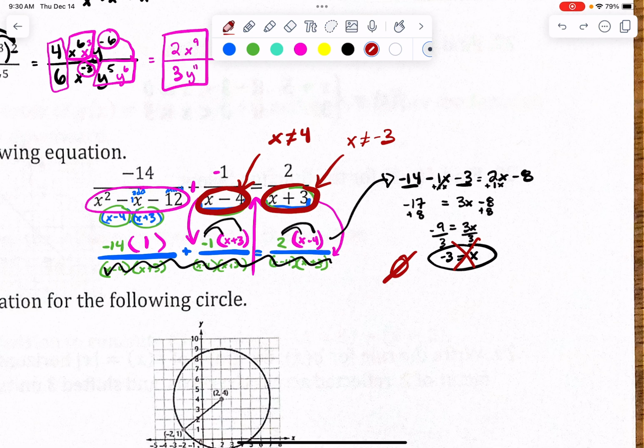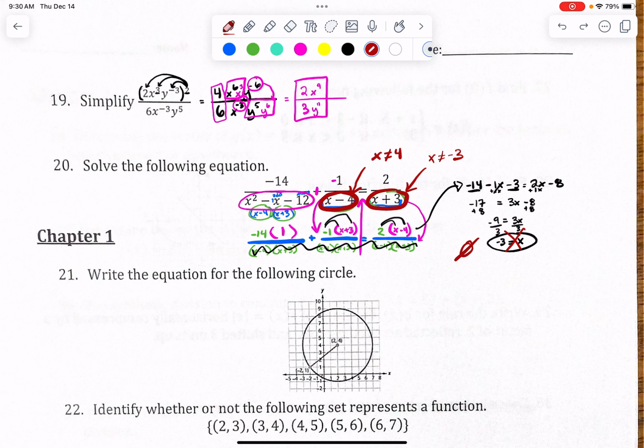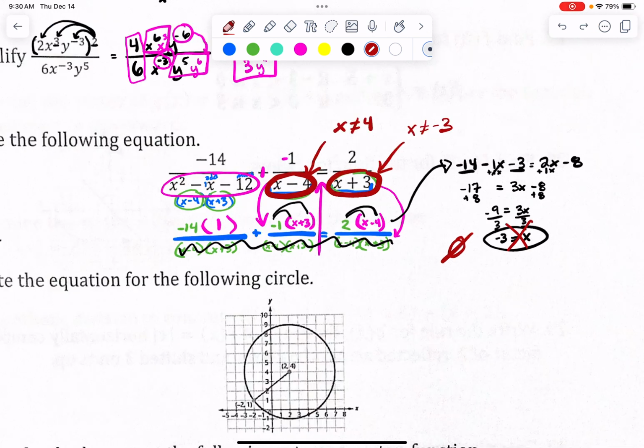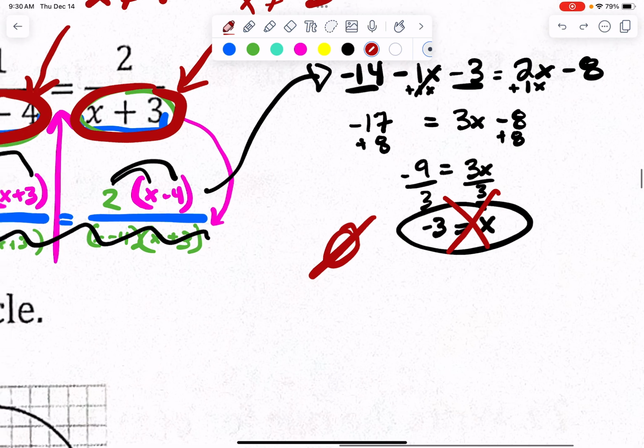Okay? So that was kind of a pain. We got all the way through and we didn't get an answer. Not always. I mean, most of the time you will get an answer. Sometimes you'll get 2 answers, but one of them won't work, so it'll just be the other one as an answer.